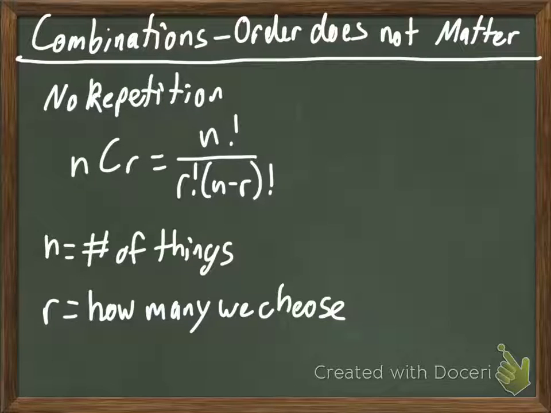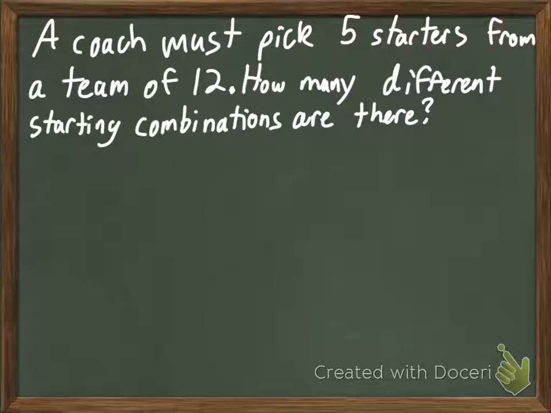So for no repetition, the formula is nCr, and that equals n factorial over r factorial times n minus r factorial, where n is still the number of things we have and r is how many we choose. So we have that little bit of a difference here with the r factorial being in the denominator of our fraction. So, an example: a coach must pick 5 starters from a team of 12. How many different starting combinations are there?